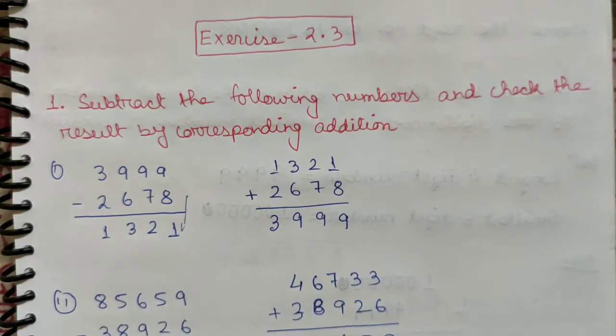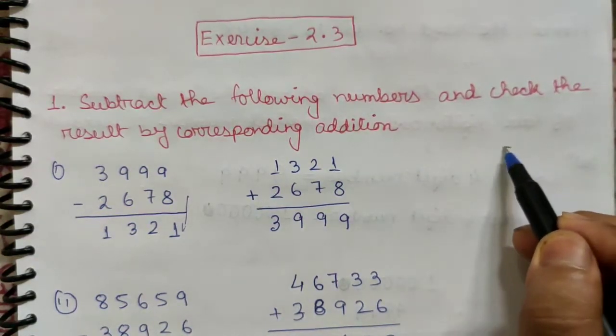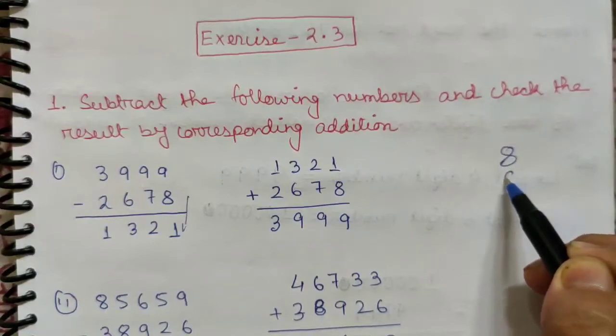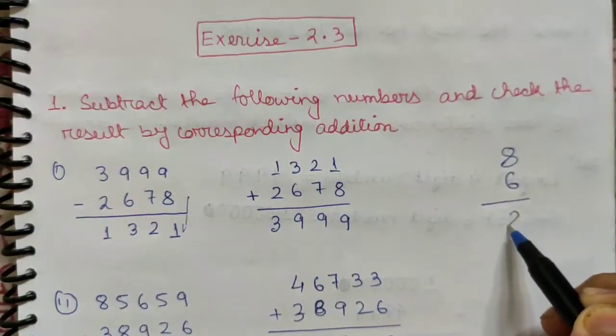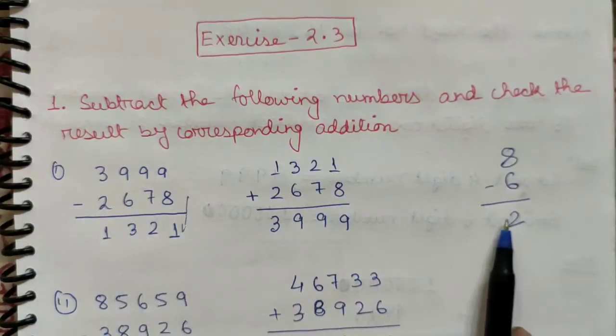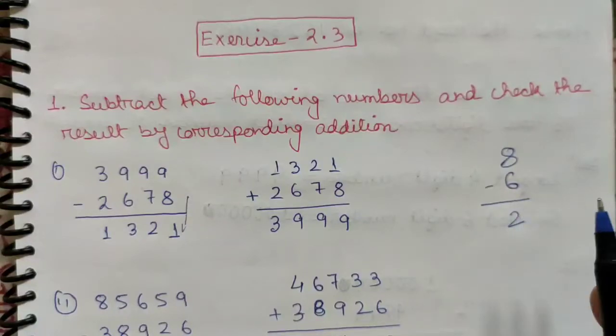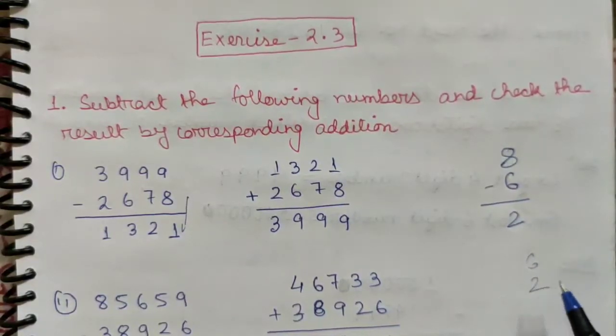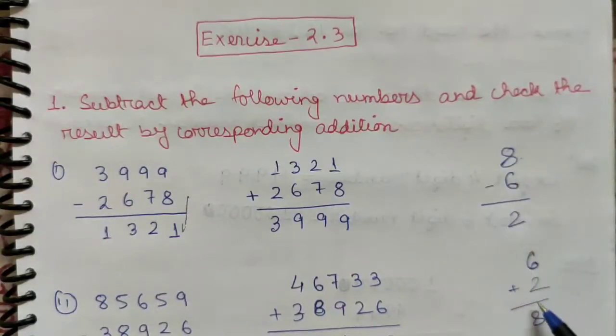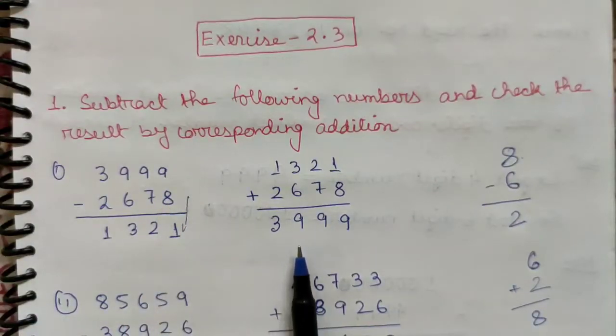Now suppose, for example, 8 minus 6. The result will be what? The result will be 2. Suppose consider this one. Okay. Now next step, what we'll do? We'll add the result with this one. That means 6 plus 2. 6 plus 2 is how much? 8, right? So this 8 and this 8 comes here again, right? So we have to see whether this number repeats here again. If it doesn't repeat, that means we have done something wrong.